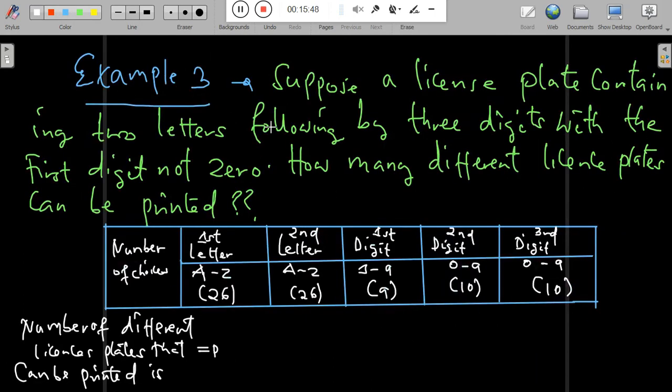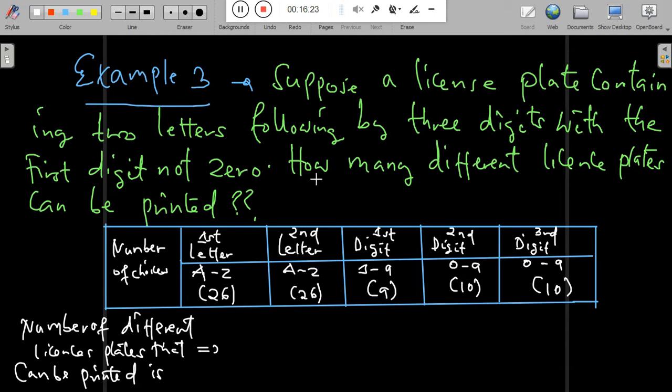Example number 3. Suppose a reference plate contains 2 letters followed by 3 digits, with the first digit not 0. How many different reference plates can be printed? As you can observe, we have the number of choices for the first letter and the second letter, and the 3 digits with the first digit not equal to 0. So how do we obtain the number of different reference plates that can be printed?